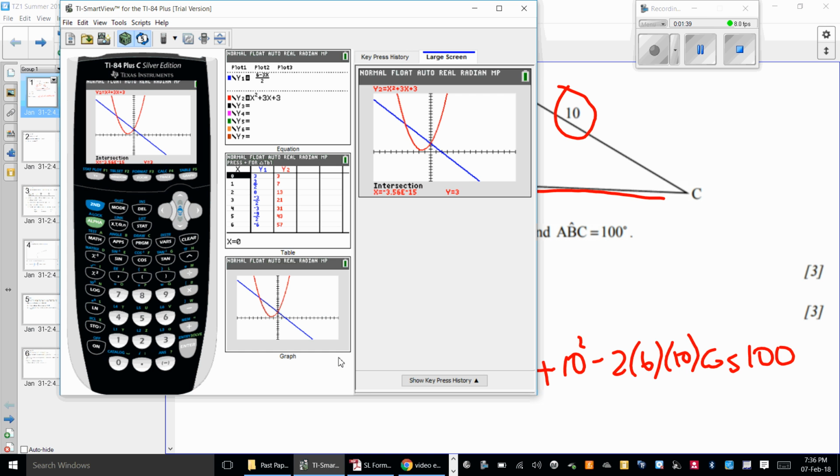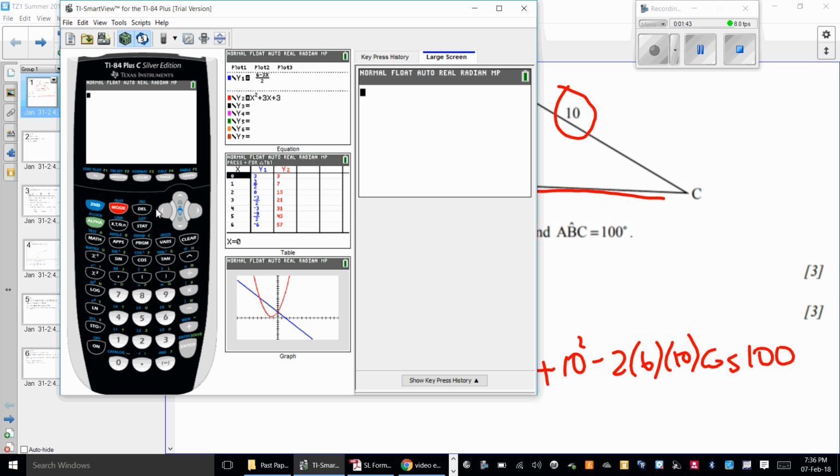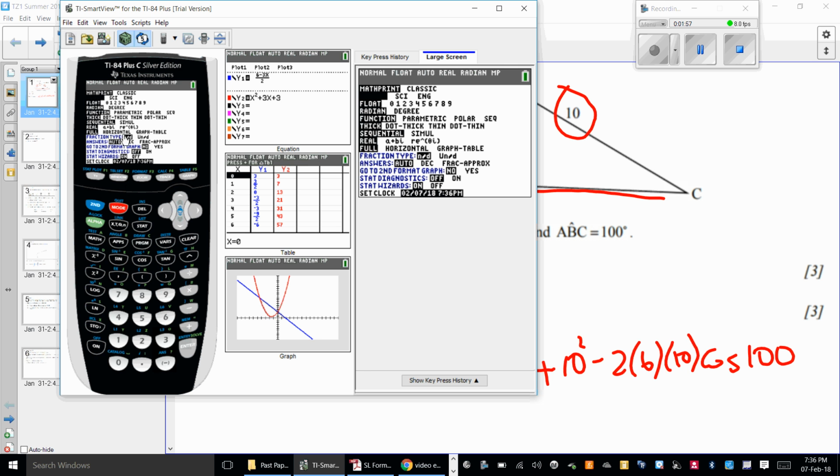Okay, so before we use the calculator, we need to check what mode it's in. We can see up here that it's in radians. Our angle's in degrees, so I need to change that first. So go to mode. Enter. So I'm now in degrees.